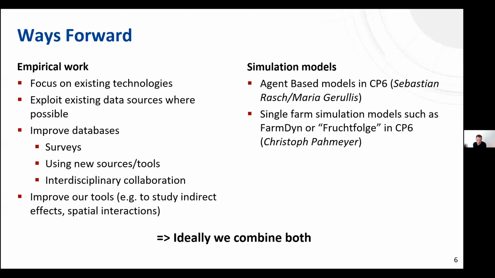And alternatively to empirical work, we could go for simulation models, which is something that is also done in FINOROP, so the agent-based model by Sebastian or Maria, or the single farm simulation models, farmed and Fruchtfolge, that Christoph is working on in CP6. Those methods do have a less severe data demand. However, in order to not stay completely theoretical, they also need to ideally have a strong empirical backing.